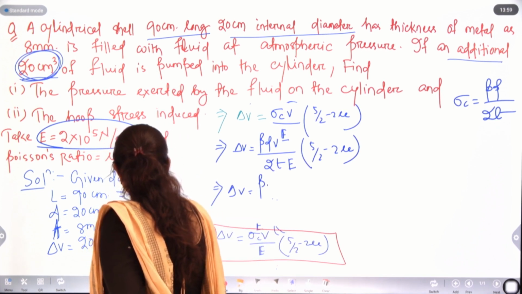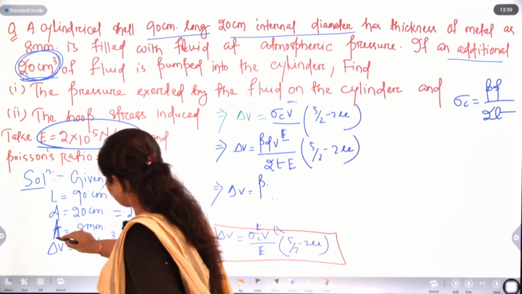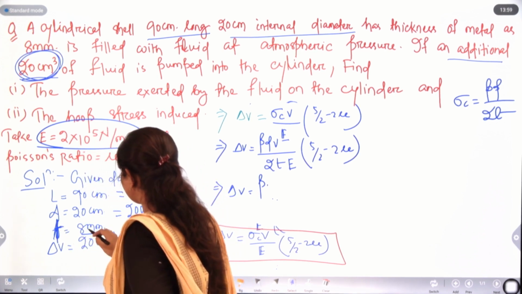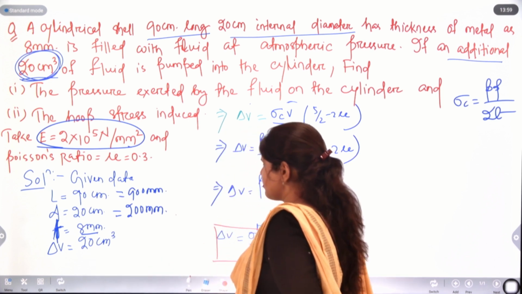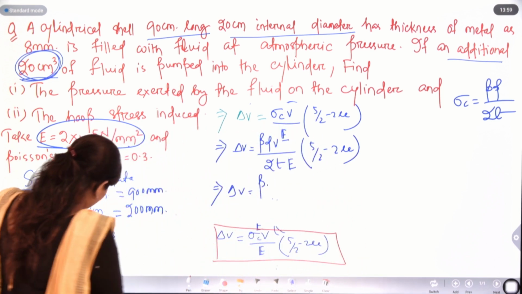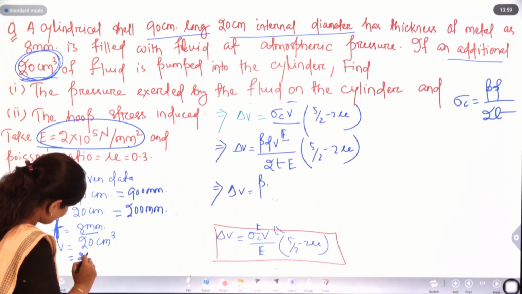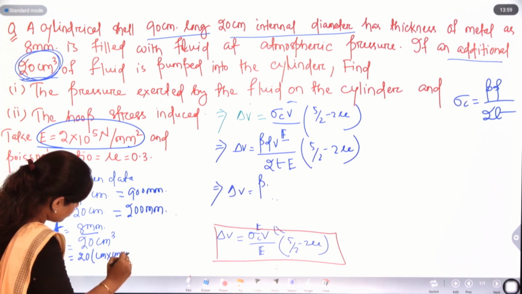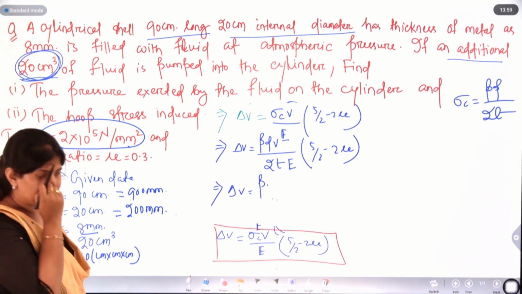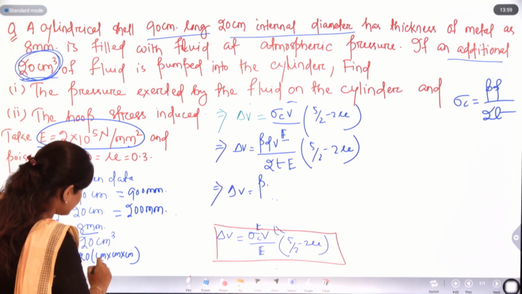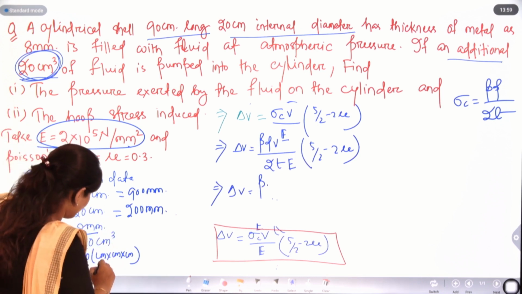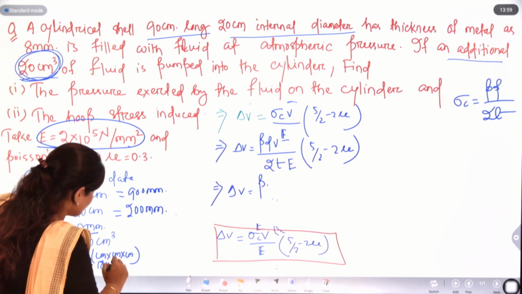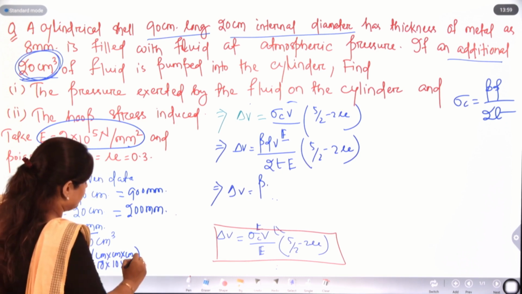200 mm. Here T will be same as 8 mm, but 20 centimeter cube. So we can write it 20 centimeter into centimeter into centimeter, right? So 1 centimeter is 10 mm. We need to multiply 10 into 10 into 10, right?